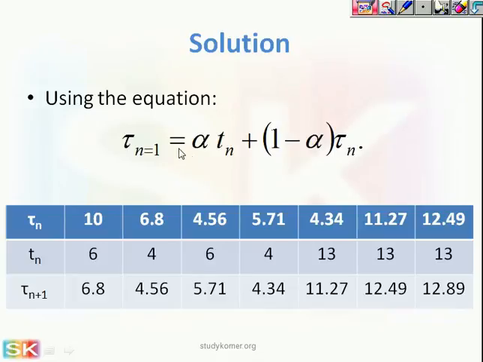Now next time tau n plus 1 is equal to alpha, Tn becomes 4, 1 minus alpha, tau n becomes 6.8, right? And you will be able to find the next tau n plus 1, that comes out to be 4.56. So these are the expected next CPU burst cycles, and accordingly we can select the minimum CPU burst for our process. But again, this is the predicted value, it is not the exact value, right?